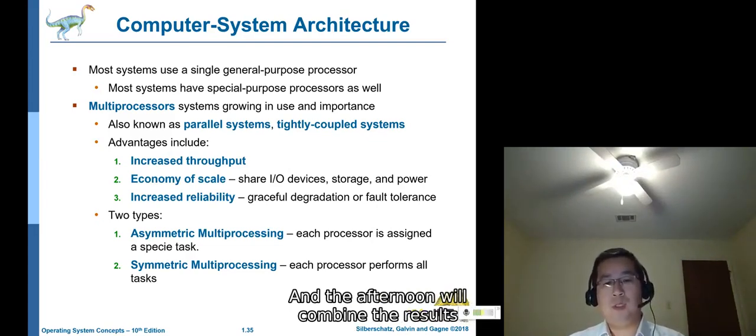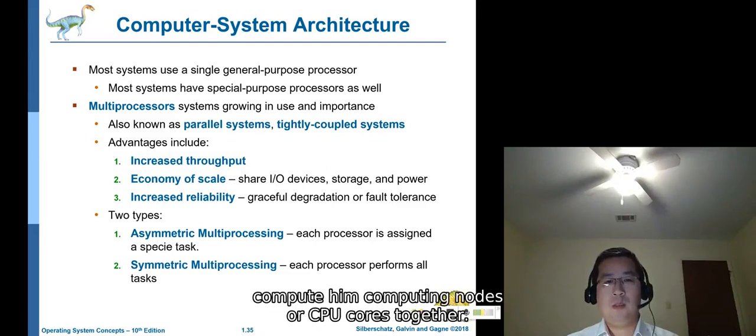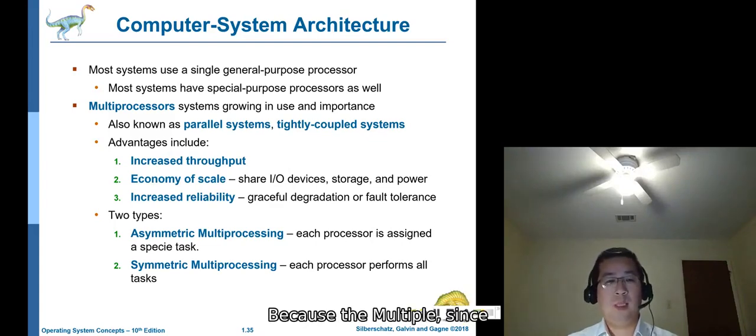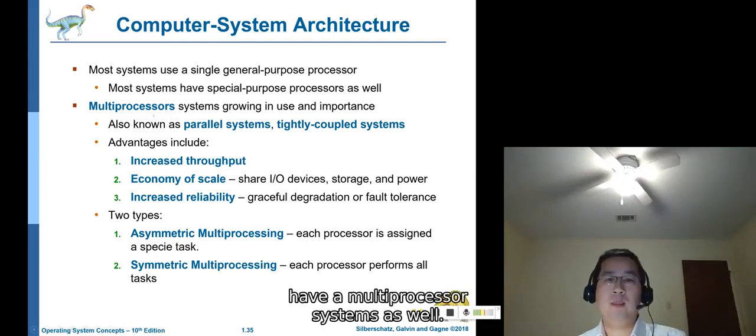And after finishing, we combine the results together and get the result on the master node, then return the result to you via the master node. So this is basically the idea. We want to utilize multiple computing nodes or CPU cores together, because multiple resources combined together will be more powerful. Right? So this is the reason we want to have multiprocessor systems as well.